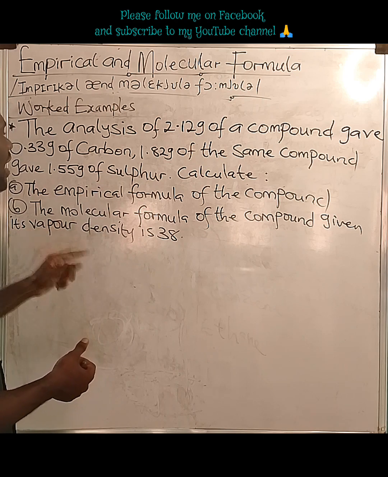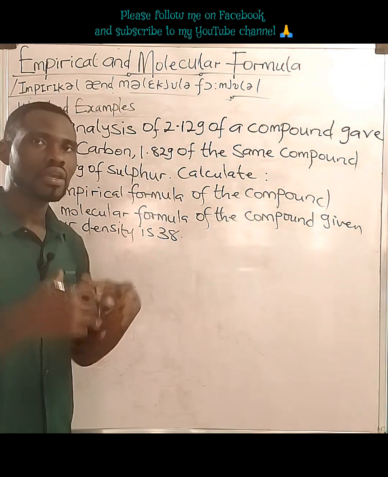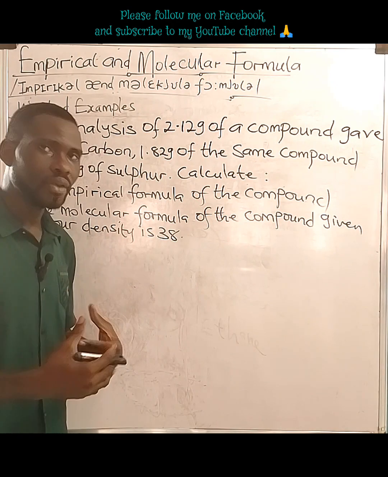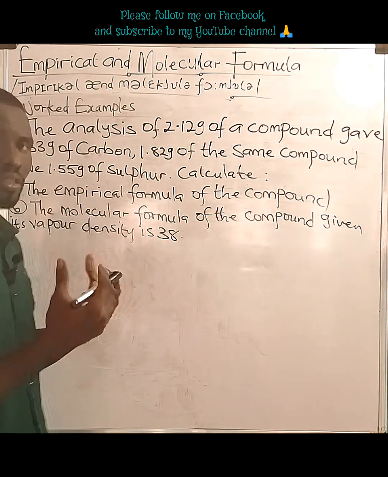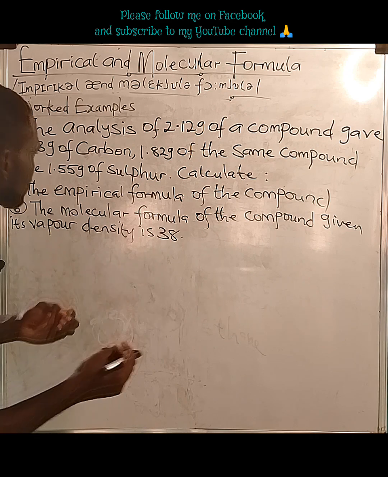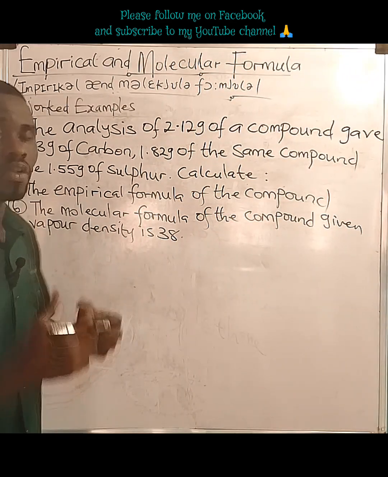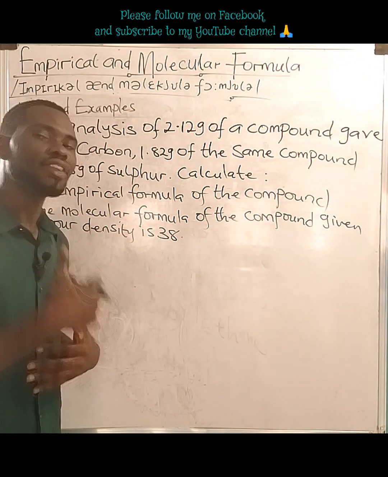So now we're asked to get the empirical formula of the compound. It's the same compound, but different quantities of it were used to carry out these analyses. So first of all, the best thing to use is percentage composition, because according to the law of constant composition, it doesn't change.